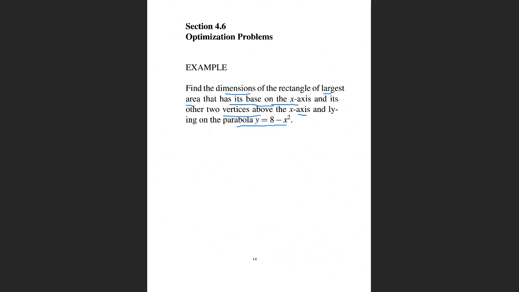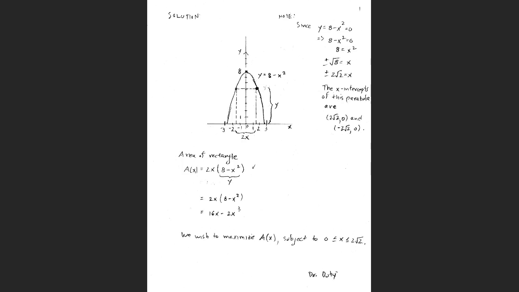May I move to the next page? Is everybody done copying the example down? All right. Very good.